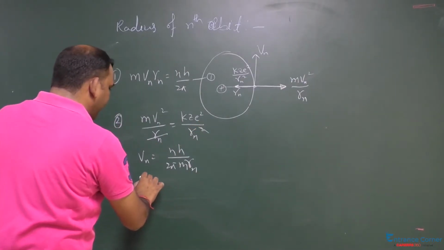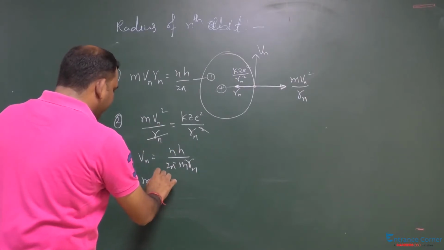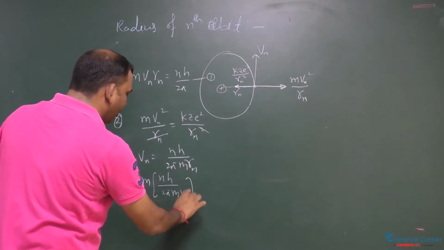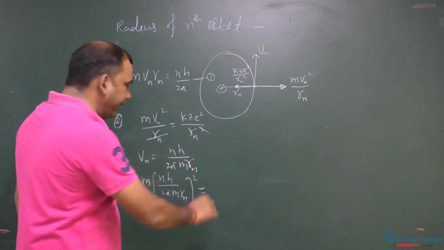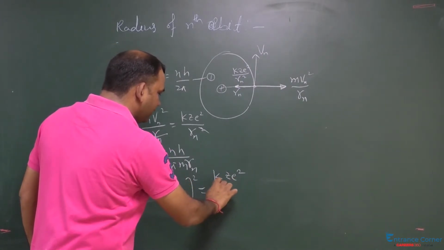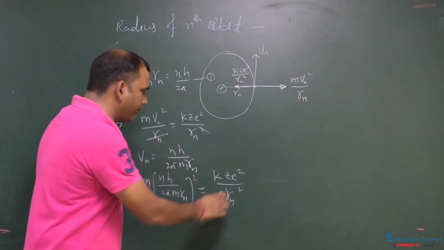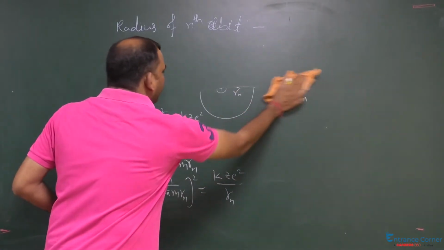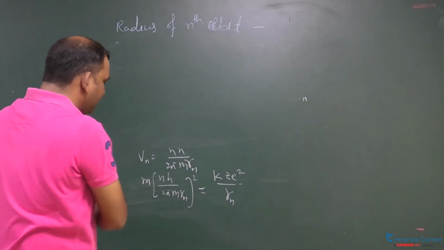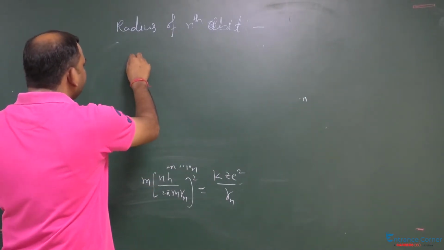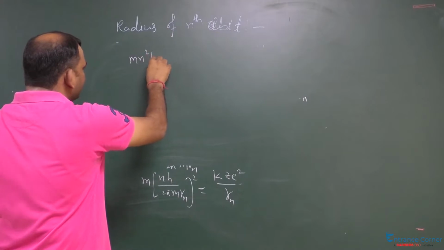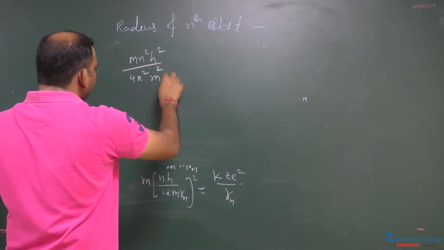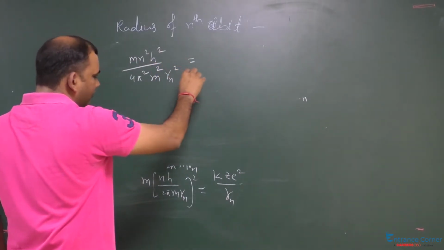So, that is equal to m times Vn square, meaning nh upon 2 pi m rn whole square, that is equal to k Z e square upon rn square, upon rn. Now, we calculate this value. So, that is equal to m n square h square upon 4 pi square m square rn square, that is equal to k.